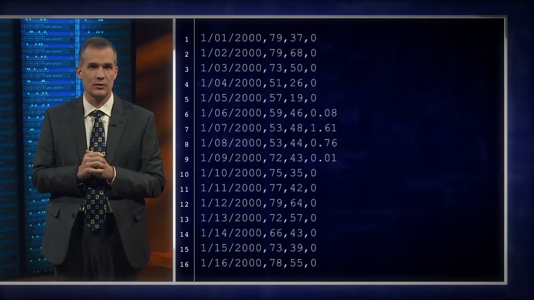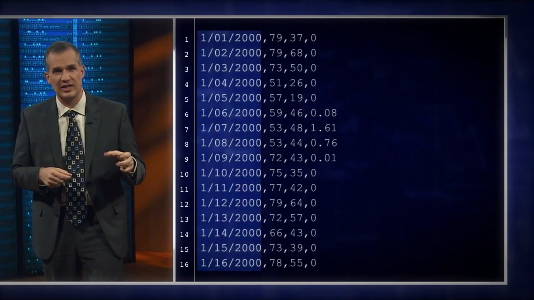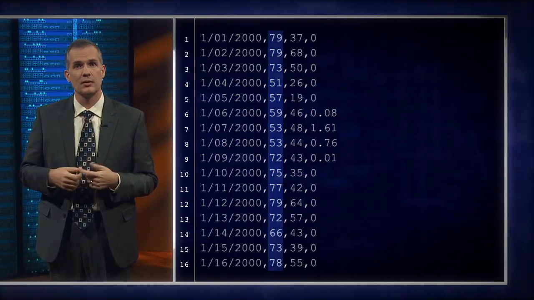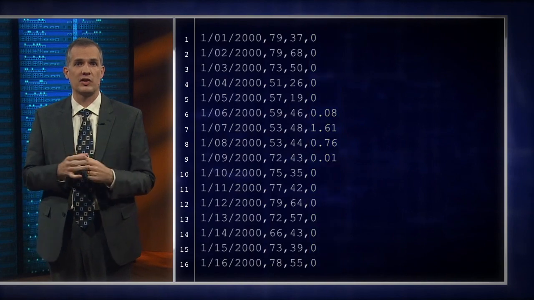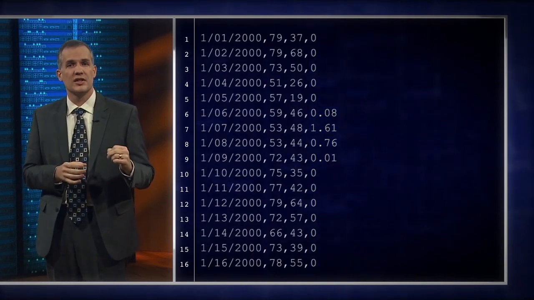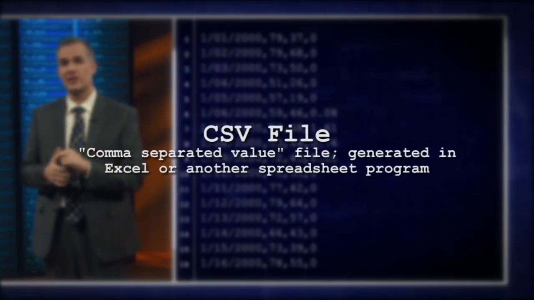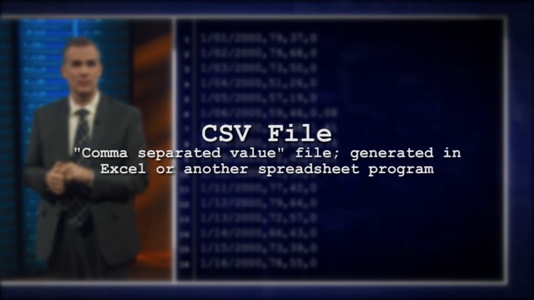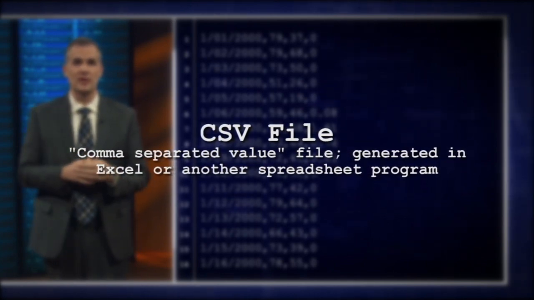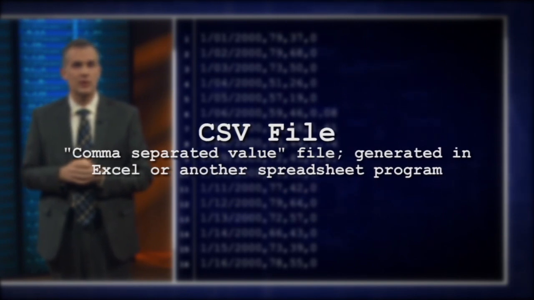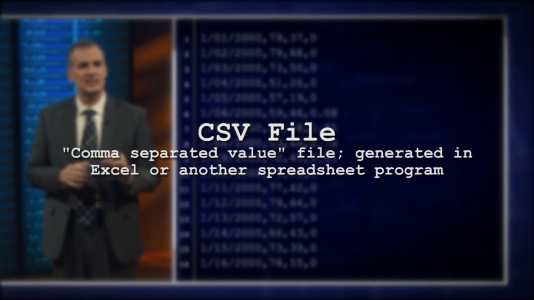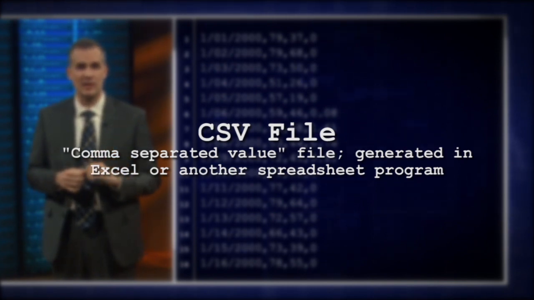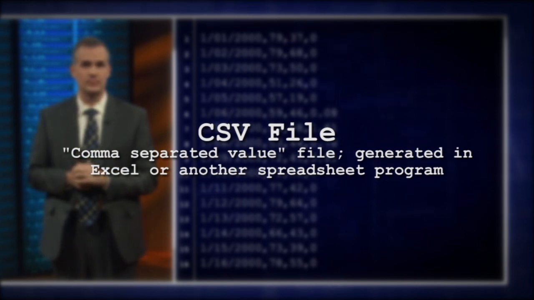a website I found. For each day, we'll have a date, the high temperature on that date, the low temperature on that date, and the rainfall on that date, all separated by commas. This type of file is called a comma-separated value, or CSV file. Or it's sometimes just called a comma-delimited file. For data that starts out in Excel or another spreadsheet program, it's easy to use the spreadsheet program to output the data values, separated by commas, as a CSV file.